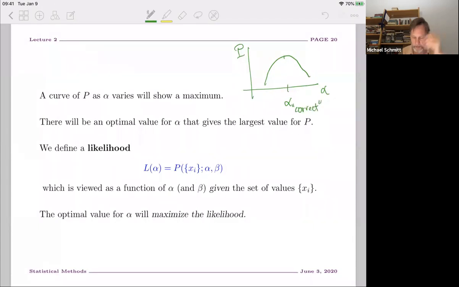Now, it's a little bit of a misnomer or abuse of language to plot this as a probability, because a probability is a fixed thing. Instead, we define a likelihood function, L of alpha, which is equal to this joint probability, where alpha and beta are parametric dependencies, but here the likelihood function we view as a function of alpha. Okay, and so the optimal value of alpha is the one which maximizes that function. So this would then be L of alpha on the vertical axis.